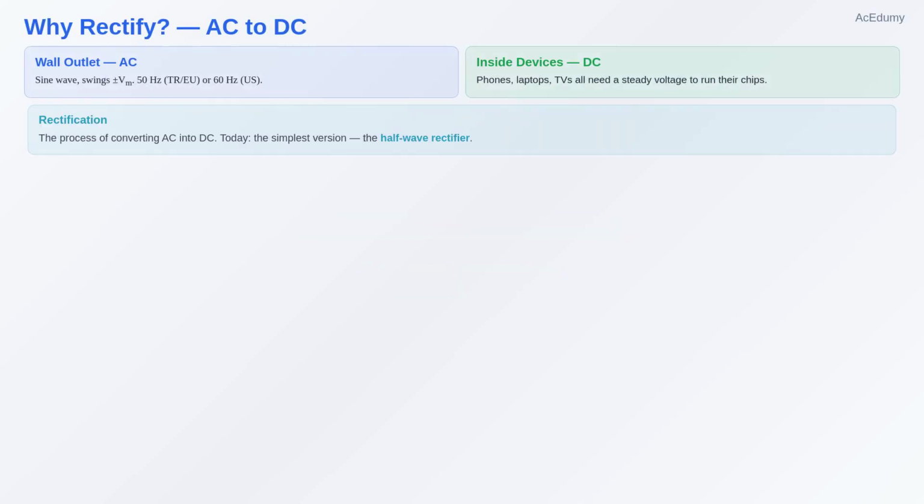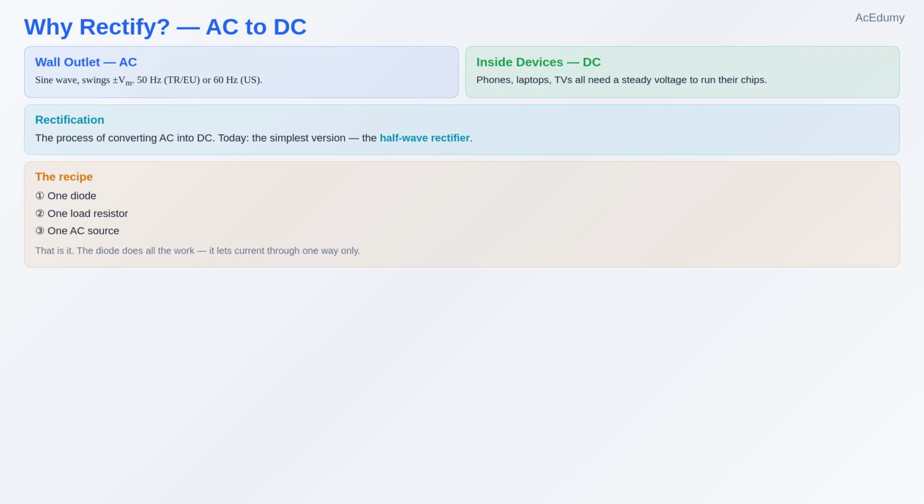Welcome back. So far, we have used DC sources in every example, a battery sitting at a fixed voltage. But the wall outlet in your house gives you AC, alternating current, a sine wave that swings positive and negative, 60 times per second in some countries, 50 in others. Almost every piece of electronics, your phone charger, your laptop, your TV, needs DC inside to run. So somewhere in those devices, AC has to be converted into DC.